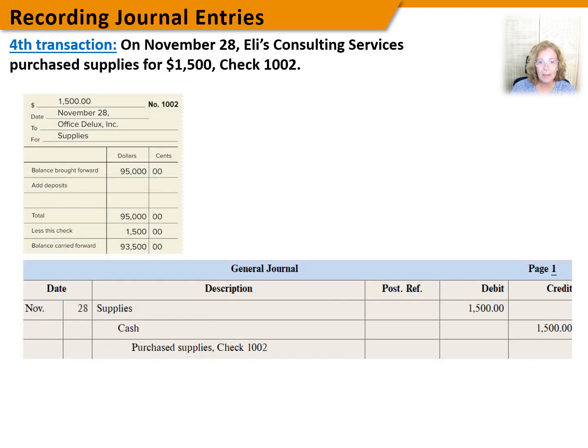November 28th, Eli's Consulting Services purchased supplies for $1,500, check 1002. Again, this is not proper documentation. We don't even have an invoice. In fact, we don't even know if supplies were purchased. We also don't have a copy of the check. This would not pass an audit, and I would be concerned if a business owner provided this as a receipt.